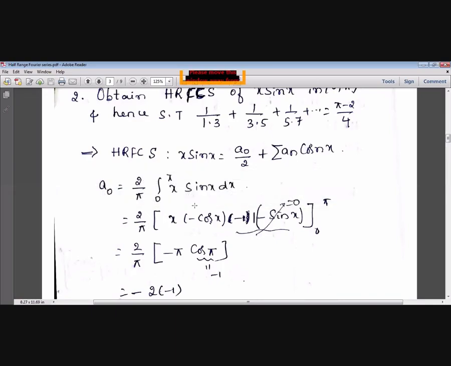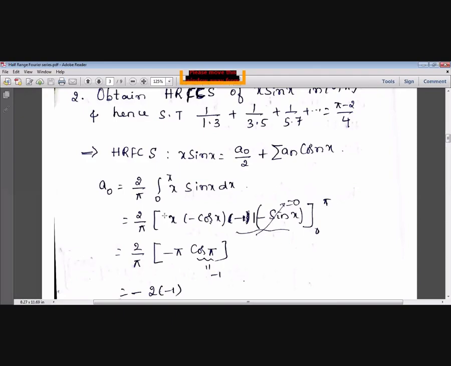2 by pi, integration of this. Use integration by parts. X as it is, integration of sin x is minus cos x, minus 1 times x differentiation is 1, times integration of minus cos x is minus sin x, between 0 to pi. Sin pi is 0, sin 0 is 0. So this second term will become 0. Only the first term we need to substitute the limit.